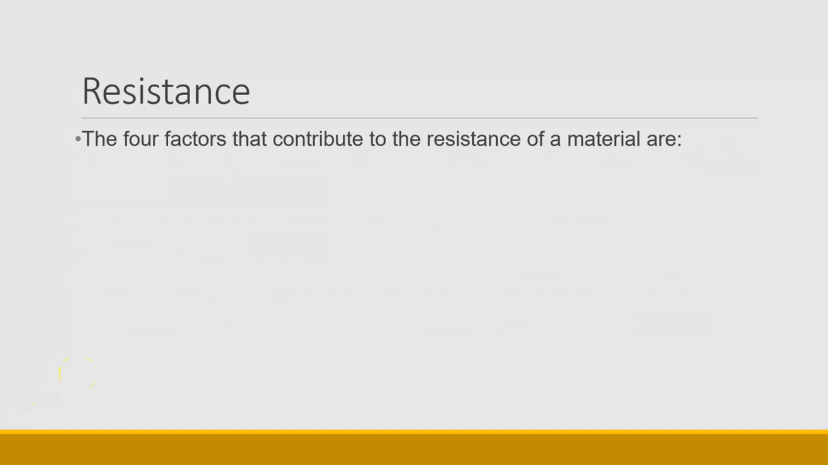Let's now discuss the 4 factors that contribute to resistance. The first one is simply the type of material. The type of material impacts the resistance of a material because different materials have their atoms arranged in different ways. They have their free electrons arranged in different ways. And based on that, some materials would naturally be better conductors of electricity than others.